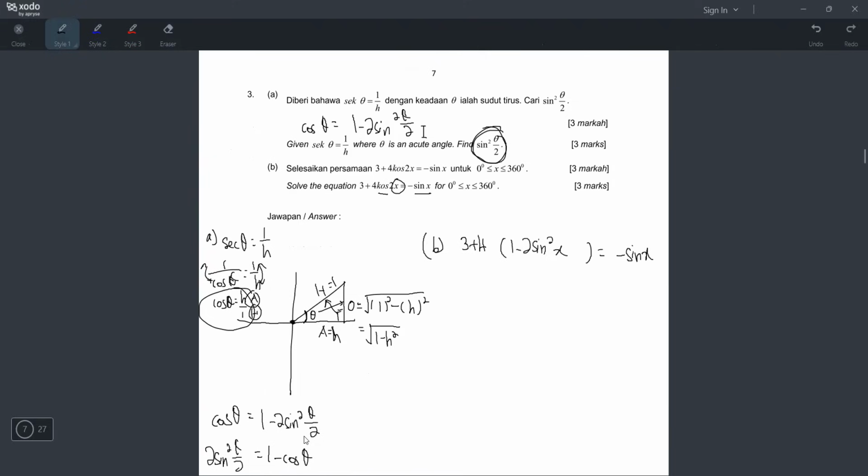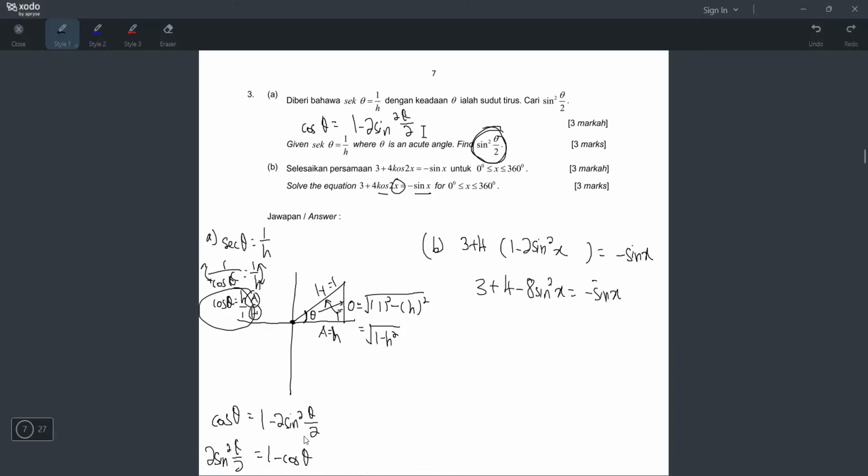Now, you can expand this. It becomes 3 plus 4 times 1, 4, and then 4 times 2 is 8 sine square x equals to negative sine x. Oh, one more thing. Remember, the 3 plus 4, you cannot do 3 plus 4 and then write 7. You cannot do 3 plus 4 first. You have to do the bracket first, right? If you do 3 plus 4 and you write 7, then it's wrong already, right?